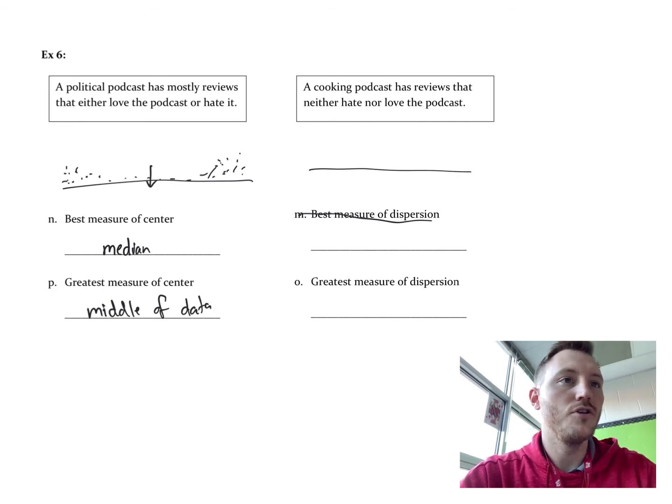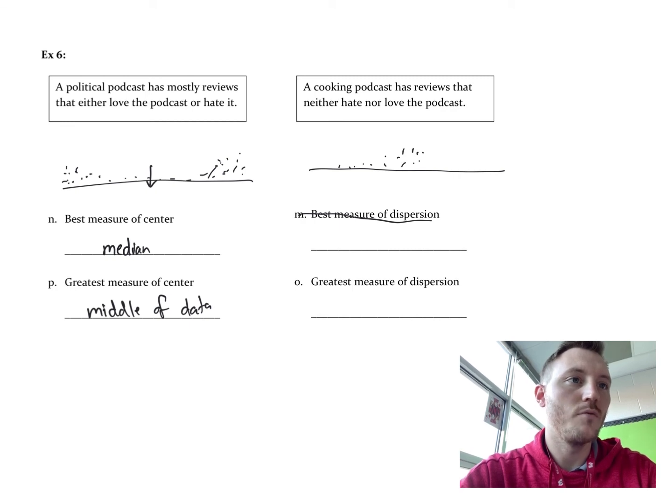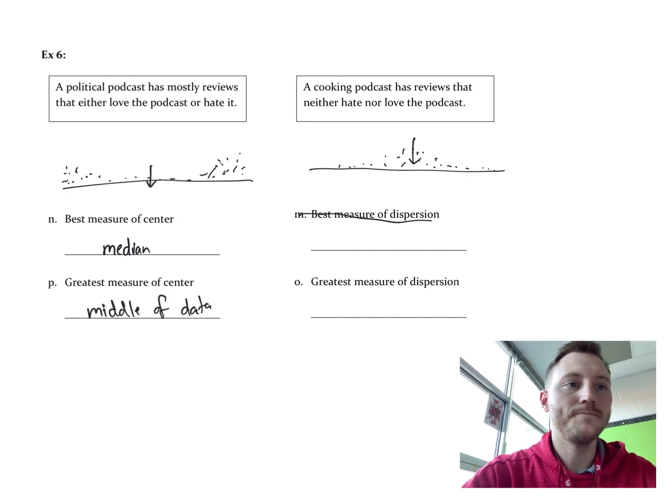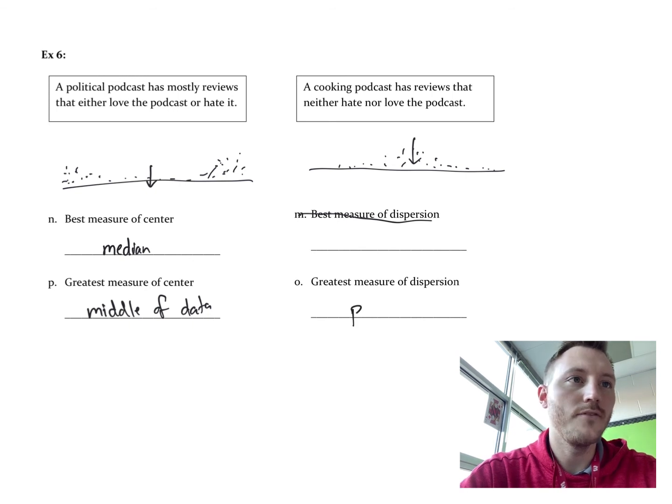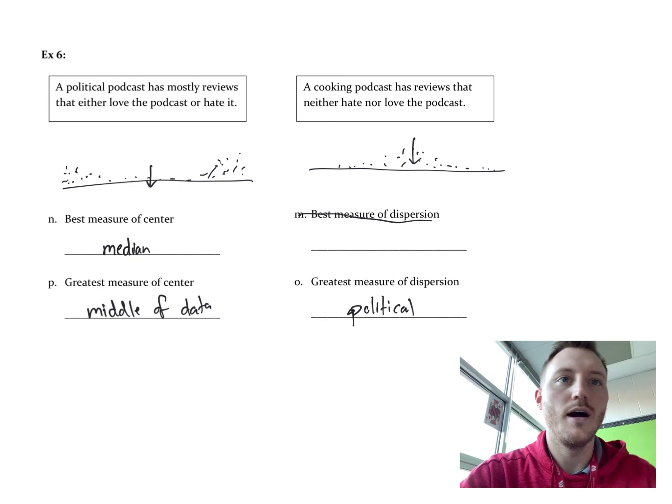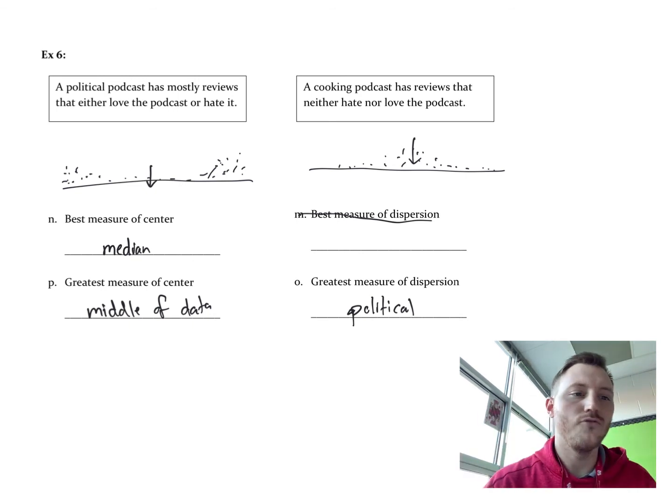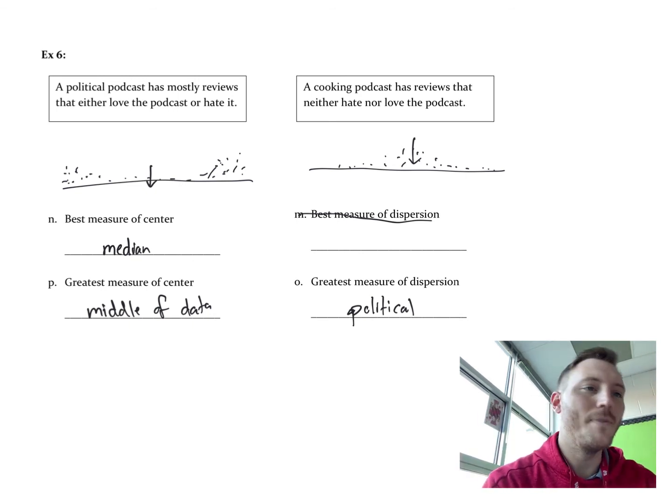And then here for cooking, that neither hate or love, there's probably some here, but most of our data is probably going to lie in the middle. So that would be our mean. And then our greatest measure of dispersion here is probably going to be the political podcast, just because either people love it or hate it, so it's going to cause a bigger dispersion.